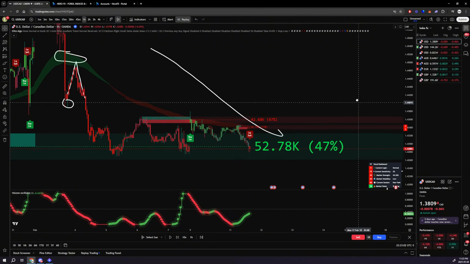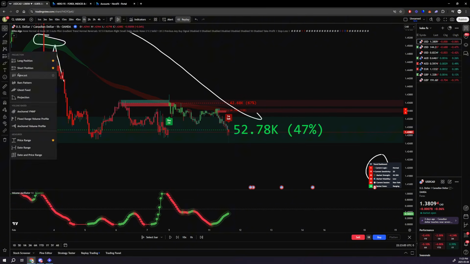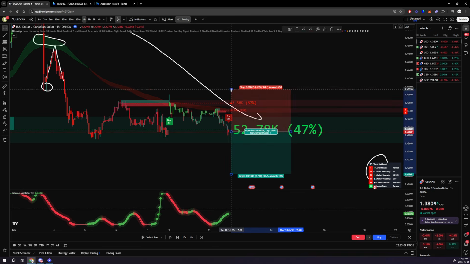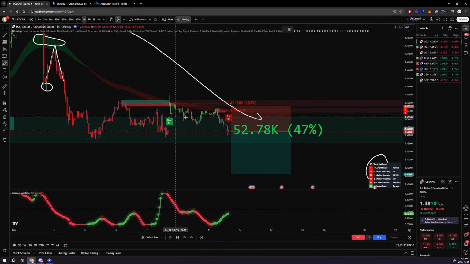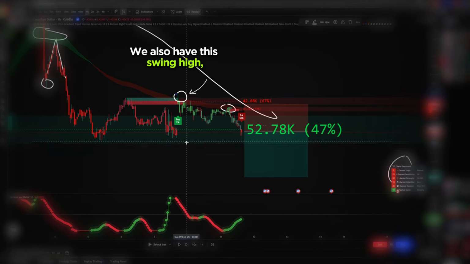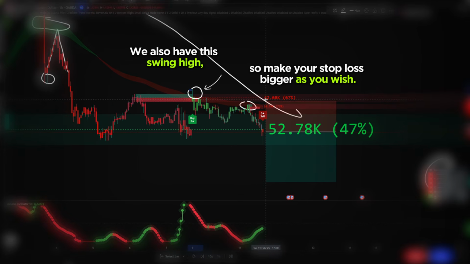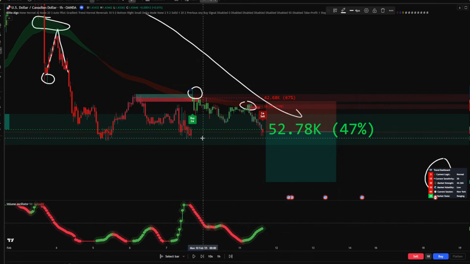So over here, what we're going to do is, again, take our position size tool, our short trade. We're going to set the stop loss behind the last swing high. The swing high could either be right over here, somewhere in the middle of these two order blocks, as we can see, because again, this is where our swing high is. We also have this swing high right here. So if you guys want, you can make your stop loss bigger. That's really up to you. But again, we're not going to be nitpicking here too much.